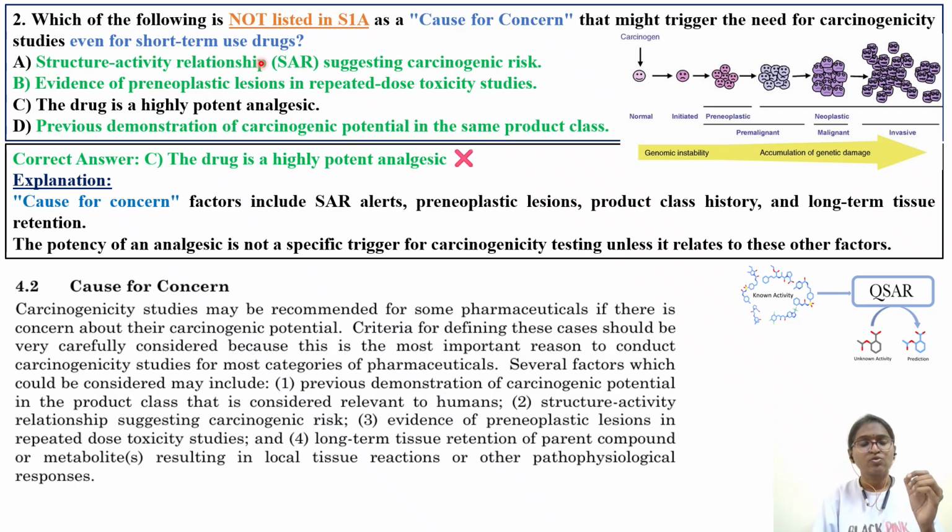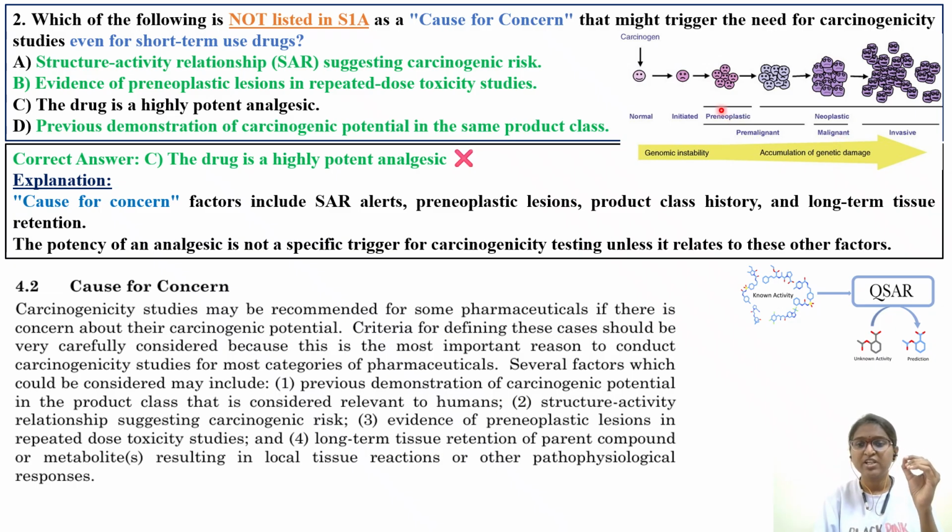So option A is structure activity relationship suggesting cancer risk. Option B: evidence of pre-neoplastic lesions in the repeated dose toxicology studies. Whenever you perform chronic toxicology studies, repeat dose toxicology studies, the toxicologist pathologist will also be looking into pre-neoplastic lesions before the cancer formation. There will be a stage before initiation; these various stages of cancer, initiation, propagation, proliferation, will be there.